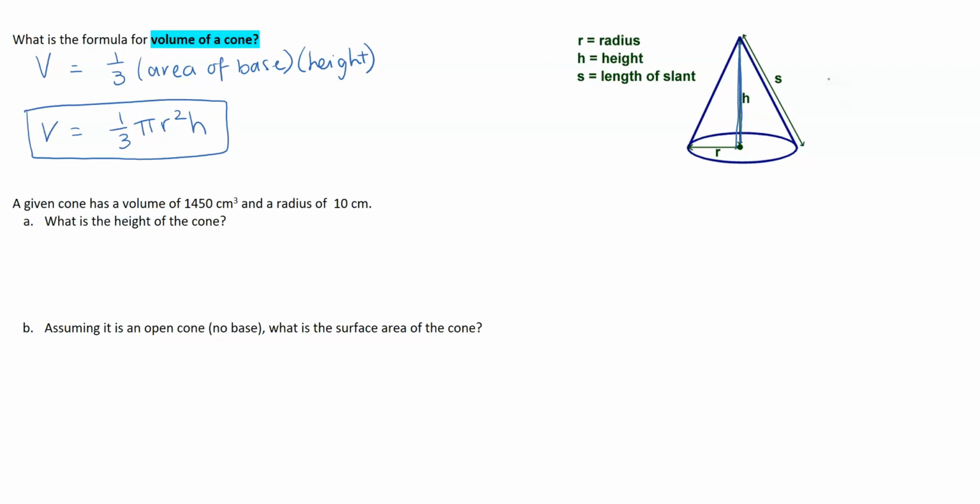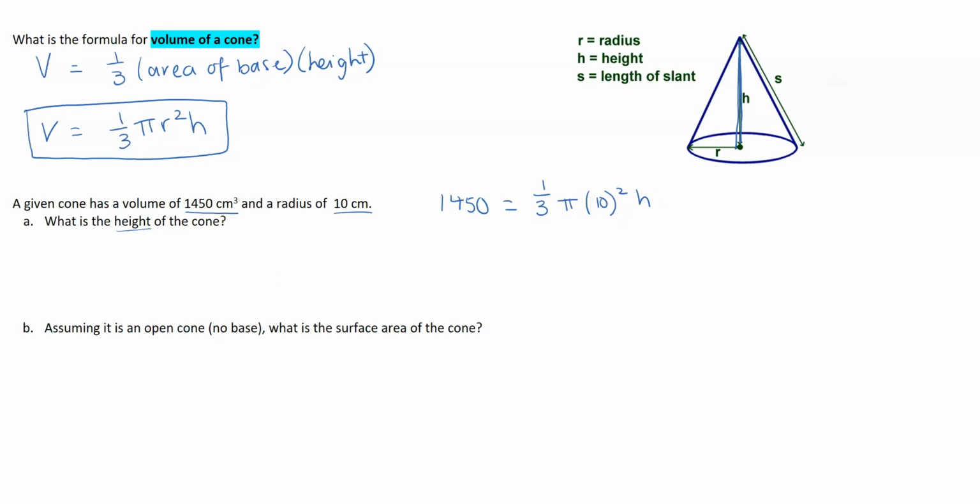Okay, so in this question here, it says a given cone has a volume of 1,450 centimeters cubed and a radius of 10 centimeters. So we want to find the height of the cone. So first of all, let's fill in what we've been given. So we've been given the volume. So V is equal to 1,450. That's equal to 1/3 times pi times the radius, which is 10, squared times the height. Okay, and I've got to solve for h.